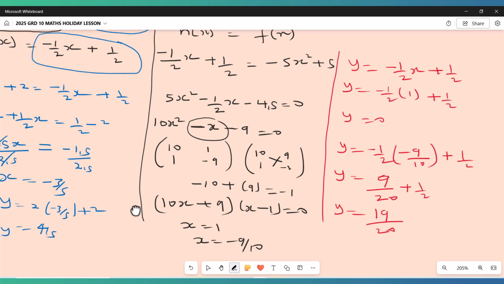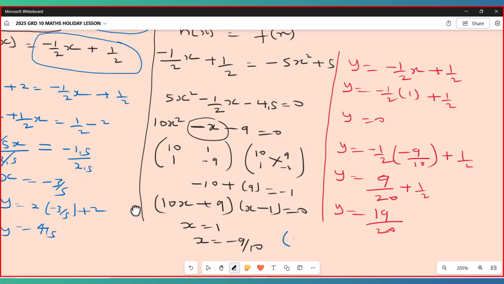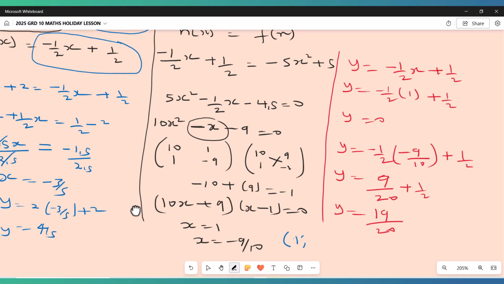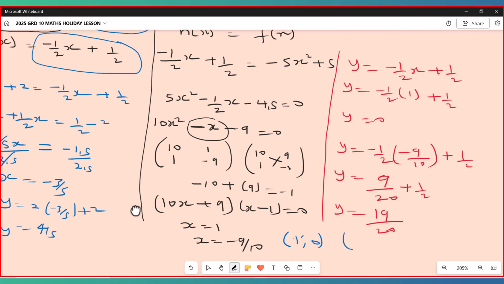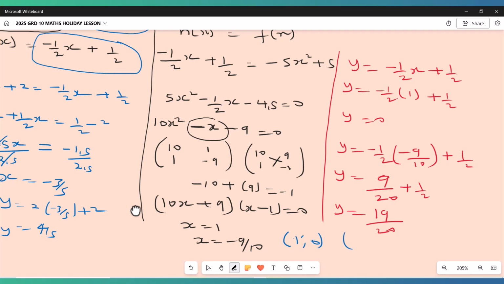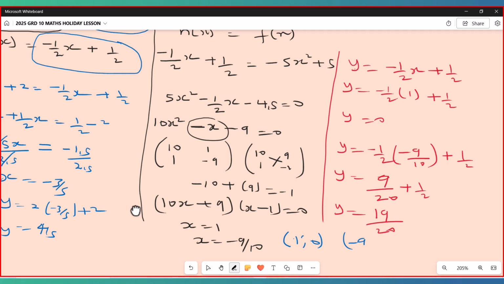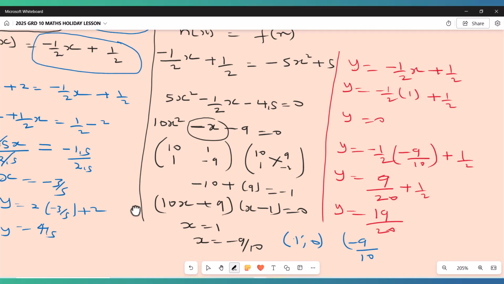So we have these values here, where the h of x meets the parabola at the coordinates, which we call first of all, 1 is to 0, and then negative 9 over 10 is to positive 19 over 20. Yeah, that's what we have here, guys.